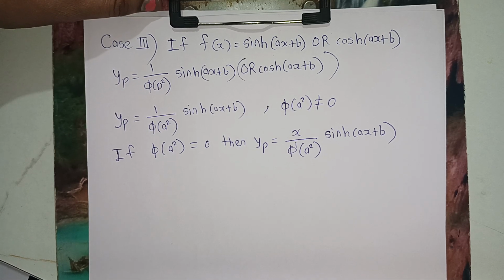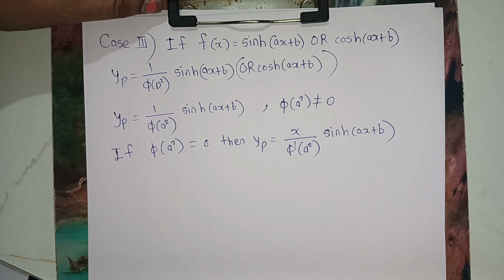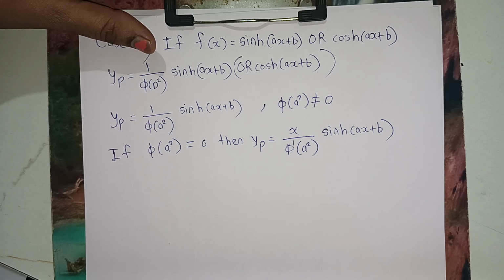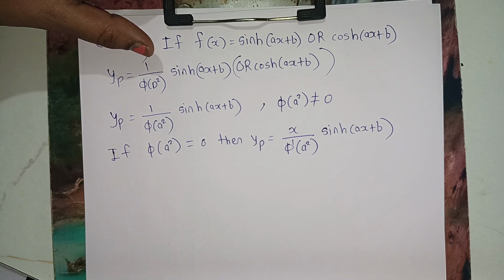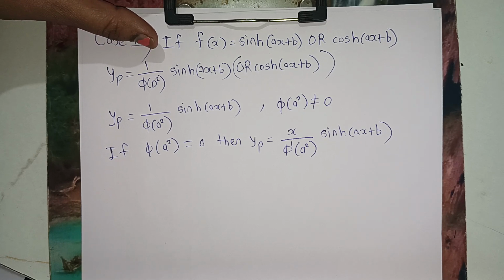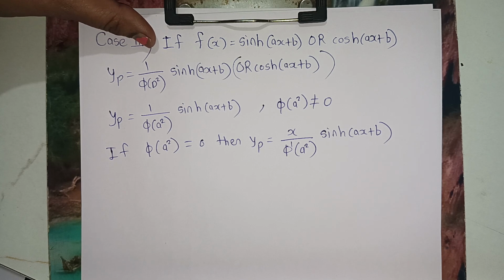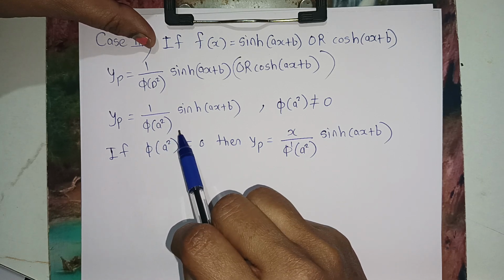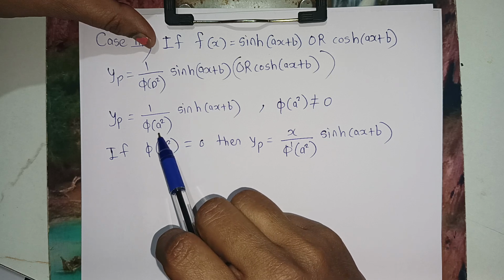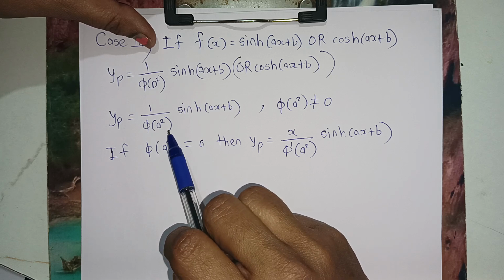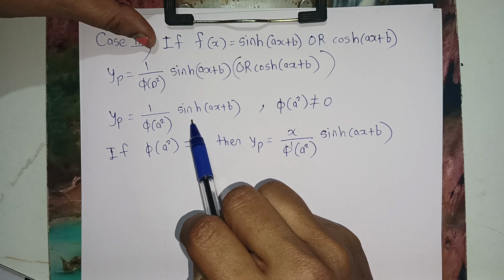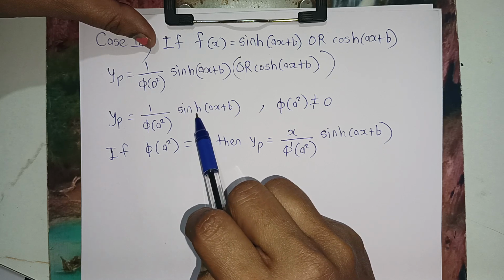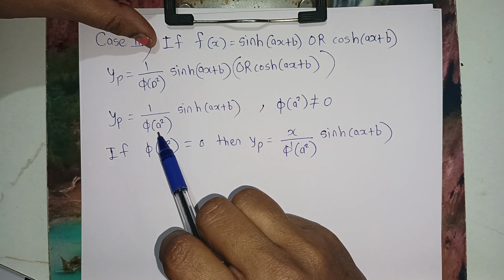Now case 3: if f of x is equal to sine hyperbolic or cos hyperbolic, yp is equal to 1 upon phi of d square, sine hyperbolic ax plus b. For a while, consider you have only sine hyperbolic ax plus b; then in that case you have to replace d square by a square only. In case of trigonometric functions sine and cos, we were replacing d square by minus a square. In case of hyperbolic functions, you have to replace d square by a square.